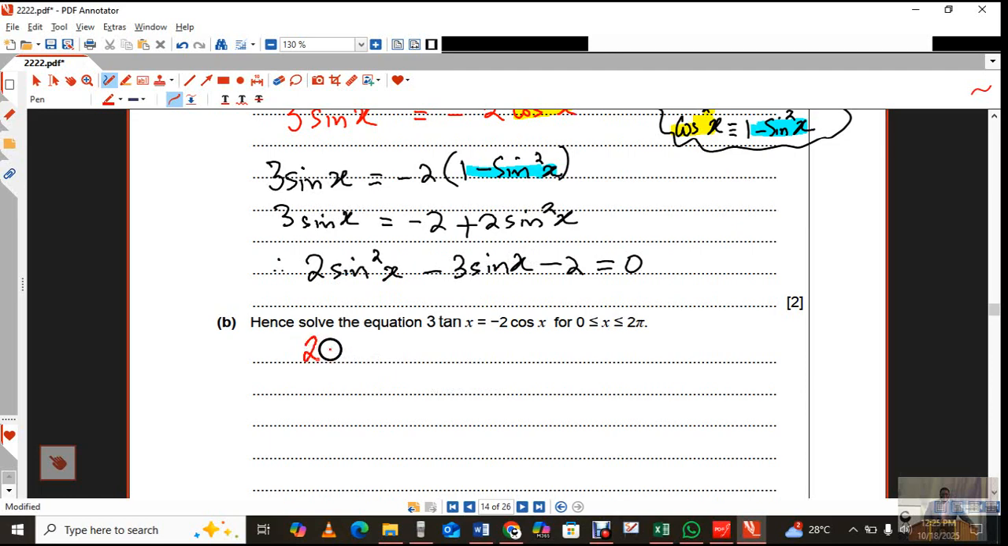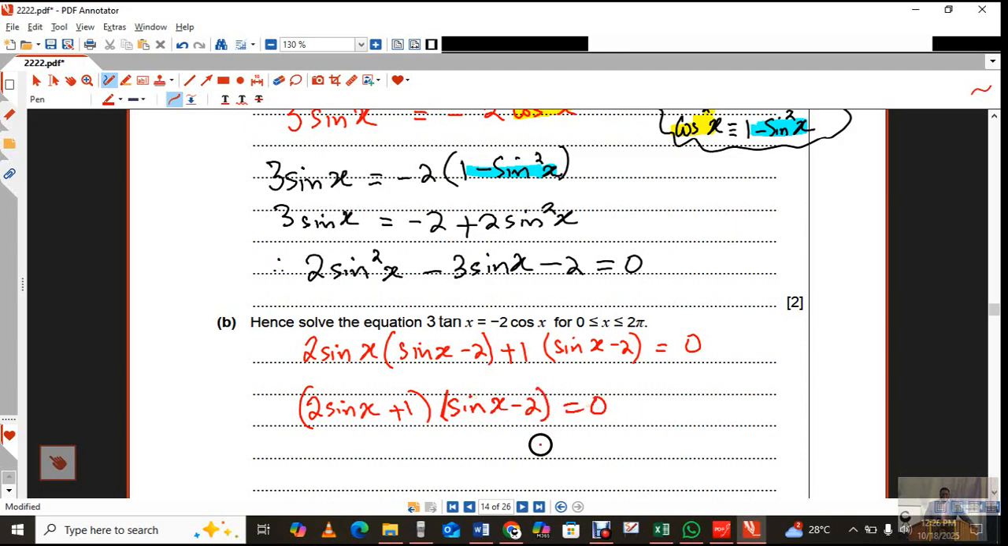So I'm just going to go to 2 sine x, and then you're going to have sine x minus 2 in one bracket, and then you're going to have plus 1, and then you have the same sine x minus 2, and that equals 0. Some people will say let sine x equal k, and then they work in terms of k. By now, I expect that you should be able to do this without having problems. 2 sine x plus 1, and then you have sine x minus 2 is equal to 0.